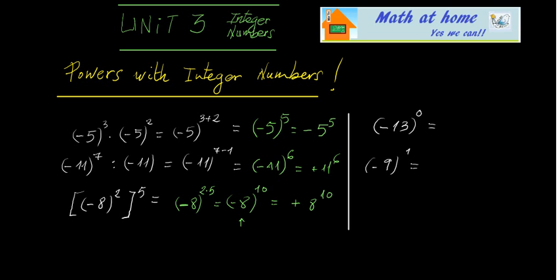What if you have a power with the exponent 0? As happened with natural numbers, the result is 1. And when the exponent is 1, the result is the same base.